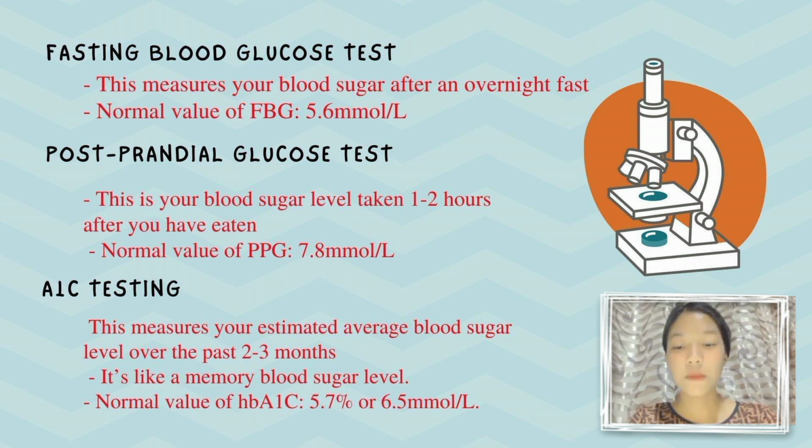So it's like a memory of blood sugar level because it shows you how well you're controlling your blood sugar levels over time. And it also shows if your blood sugar level is increasing or decreasing. The normal value of the HbA1c test is 5.7%. That's equivalent to an average glucose level of 6.5 millimoles per liter.